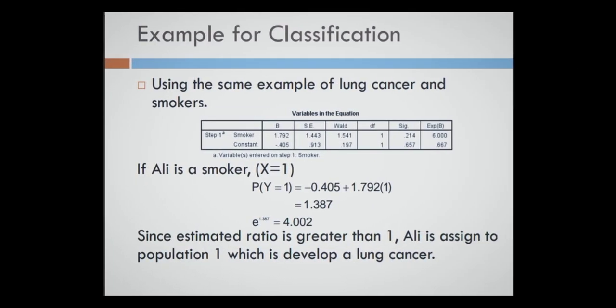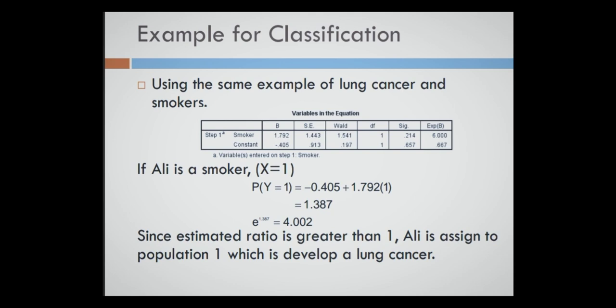Okay, for example, using the same example of the lung cancer just now, kita punya Y adalah develop lung cancer, Y equal to 1, Y equal to 0, not develop lung cancer. And then kita punya variable adalah X equal to 1 if the person is a smoker, X equal to 0 if the person is a non-smoker. Then we have this output. From here we can have the logistic regression function. Dia punya coefficient here.